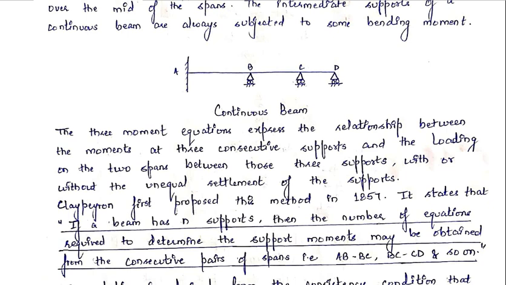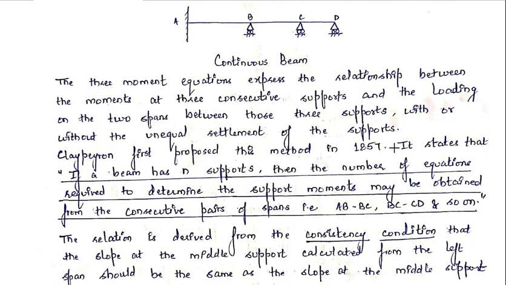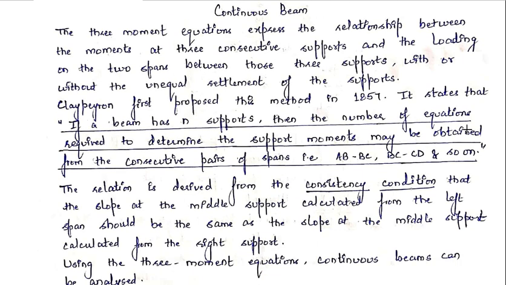We will see how we analyze the continuous beam in the derivation below. One thing you need to remember is that before deriving the three moment equations, we make one assumption, or we use one consistency condition, and that condition is that the slope at the middle support calculated from the left span and the slope at the middle support calculated from the right span are equal.